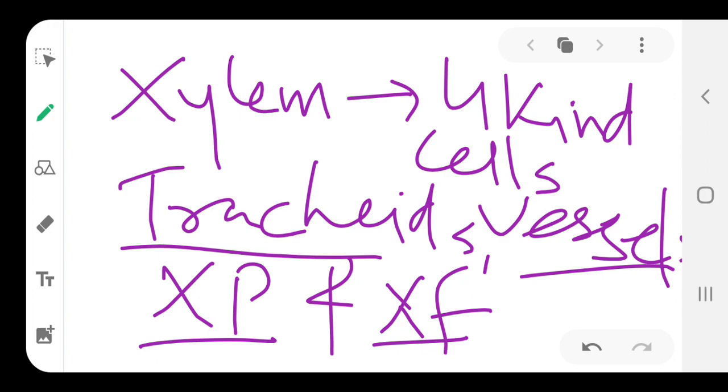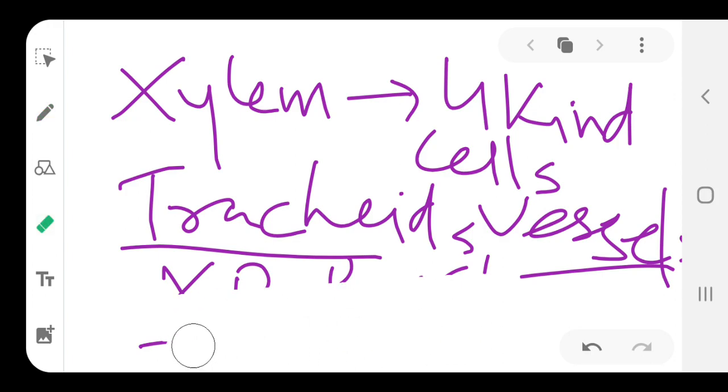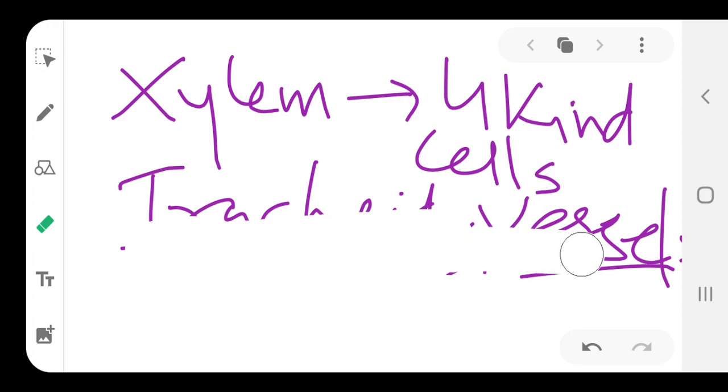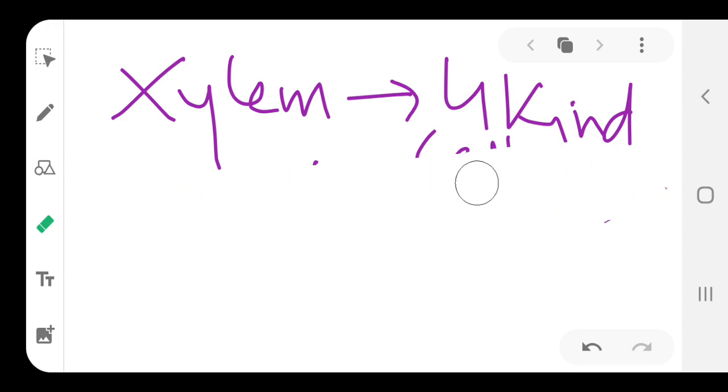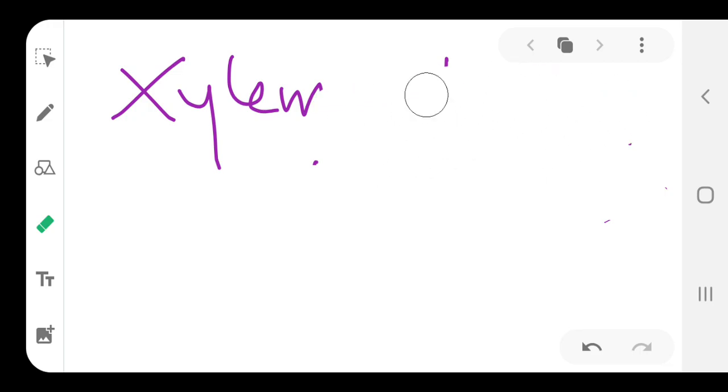So these four elements play a role, but basically we talk about tracheids and vessels in this topic that we're going to take up now. So you should know that we are talking about only xylem. Now let's begin.